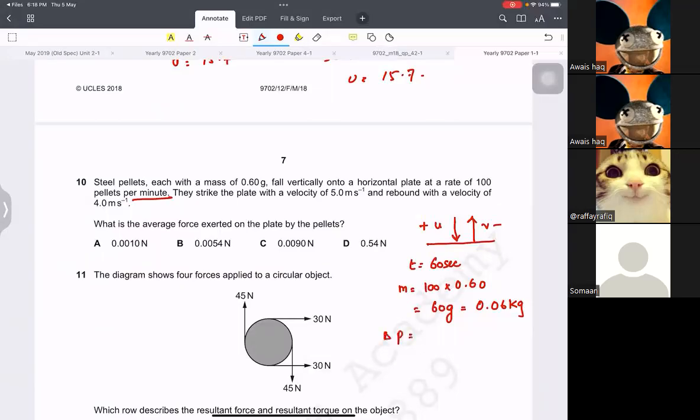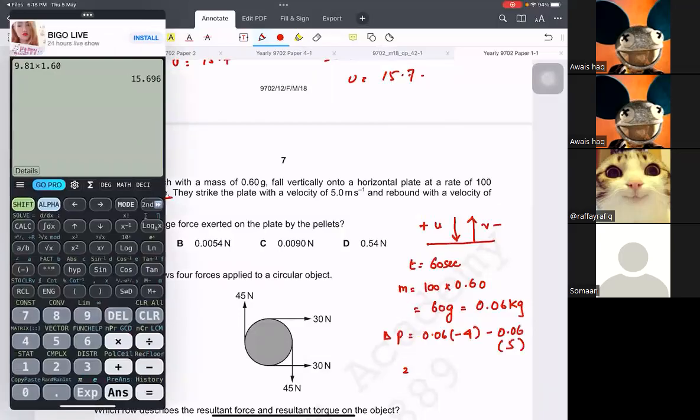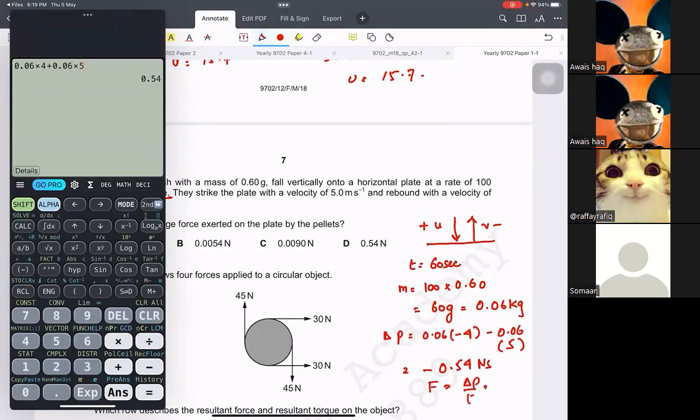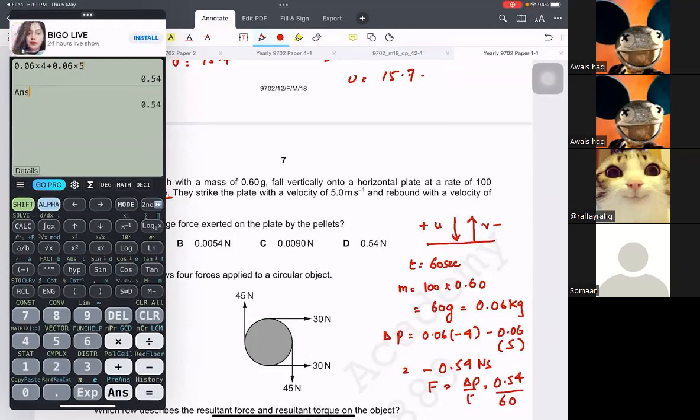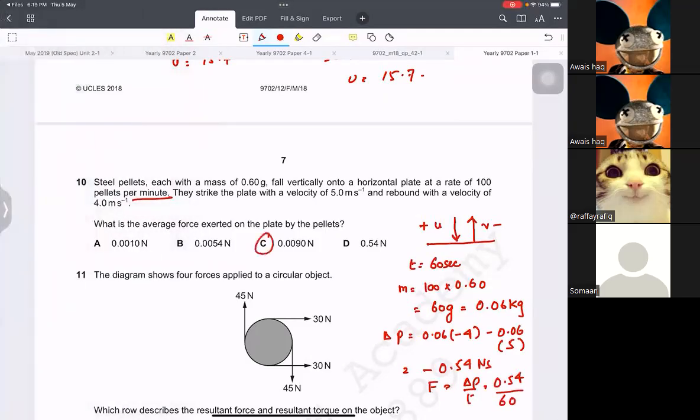Now what do you do? Change in momentum. 0.06, final velocity was -4, minus initial velocity was 0.6, 0.06 times 5. So 0.06 times 4 plus 0.06 times 5. So the change in momentum would be minus 0.54 Newton seconds. Now force is change in momentum over time. The minus is just for the direction we took, so it doesn't really matter. So we divide by 60, 0.09, it has to be C then. Okay.